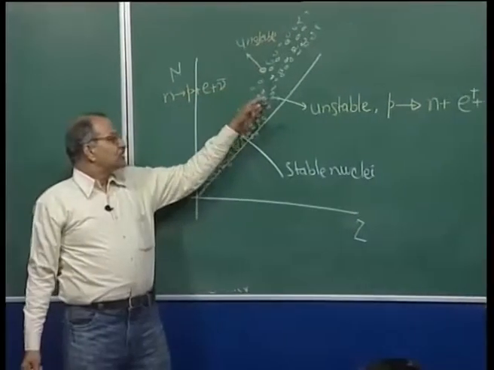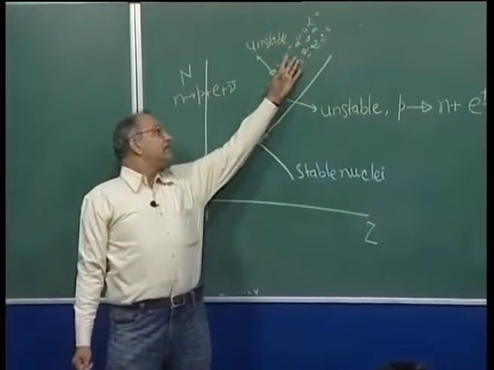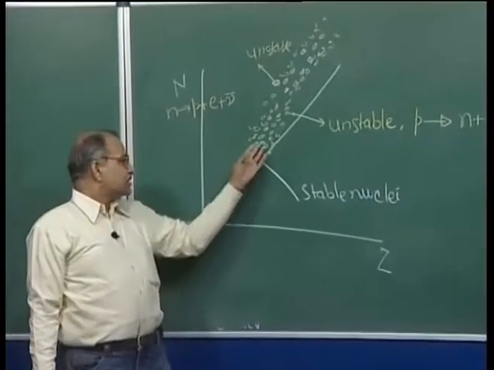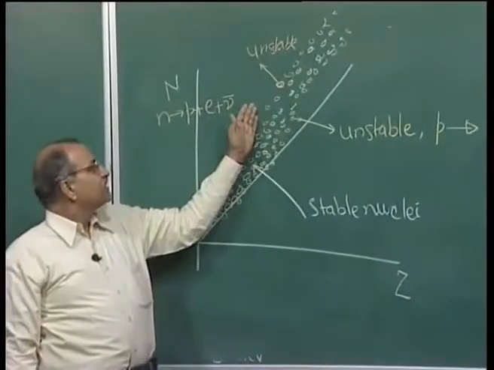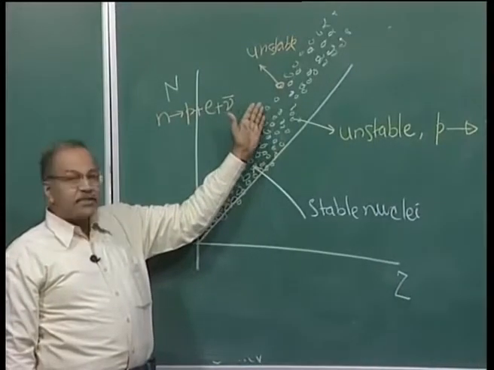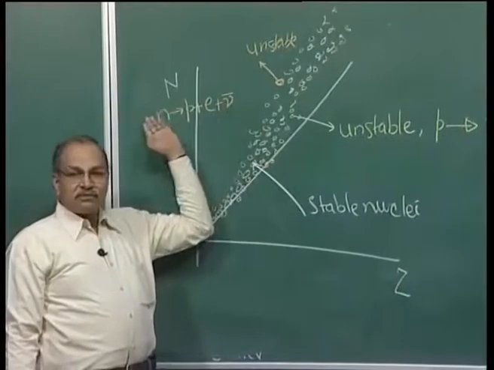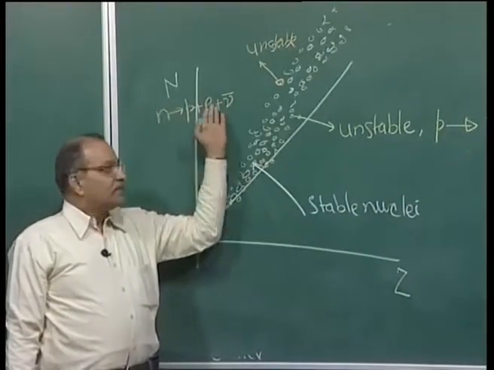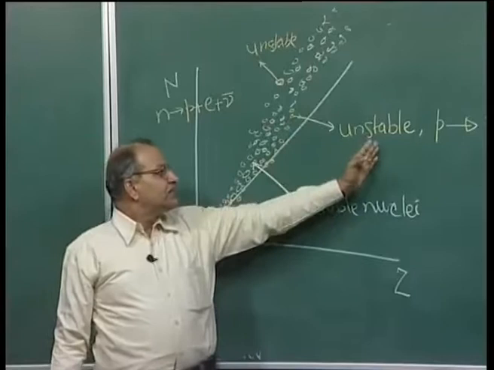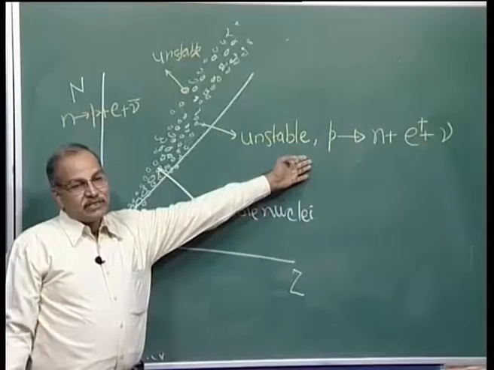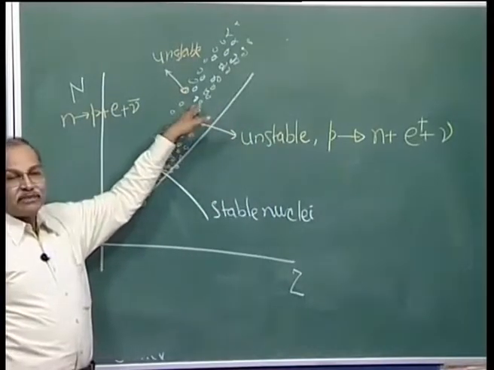If you are here in this valley, in this path, then yes, but if you are on the left of it, then your Z n combination will give you an unstable nucleus and the things will change according to this. If you are to the right of this line, then the nucleus is again unstable and then the proton will change and Z n will finally come here.